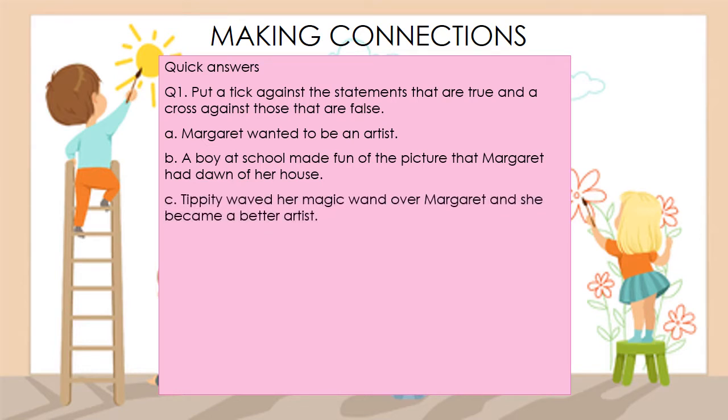Now next, C. Tippity waved her magic wand over Margaret and she became a better artist. No. Tippity waved her magic wand and they appeared near fishing boats. So that's why this statement is wrong. Now next is D. Margaret's mother did not draw anything. No, this is also wrong. She thought that she is not good in drawing, but she drew something.